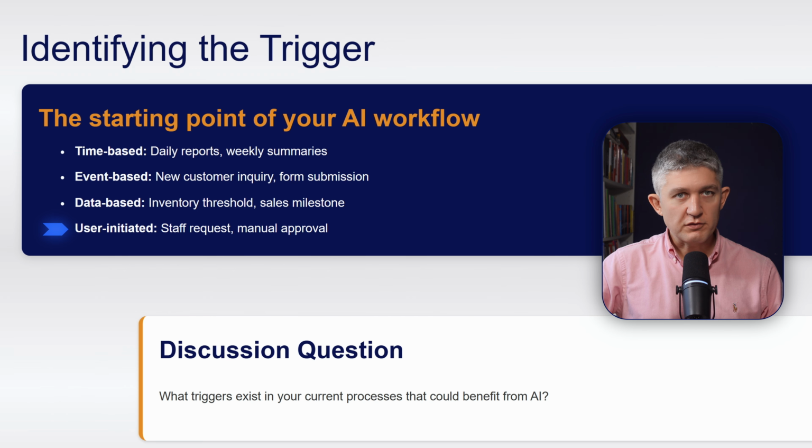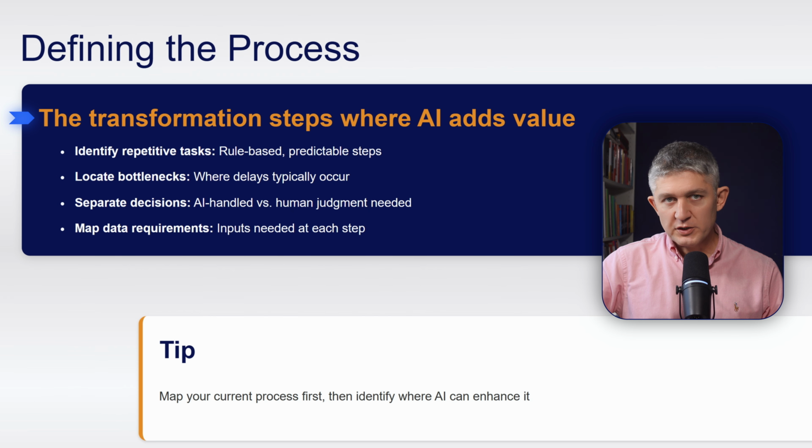Choose one trigger and write it down. Now outline the transformation needed. Which steps are rules-based and repeatable? Where do delays occur? Consider which decisions AI can possibly handle, or where humans must stay in the loop. List the inputs needed at each step so nothing is missing.